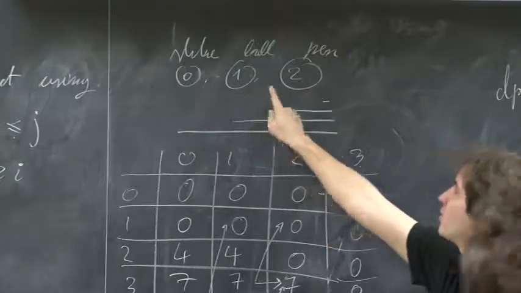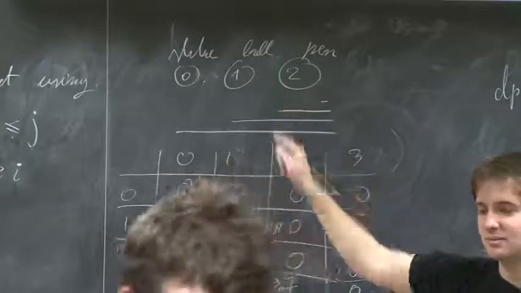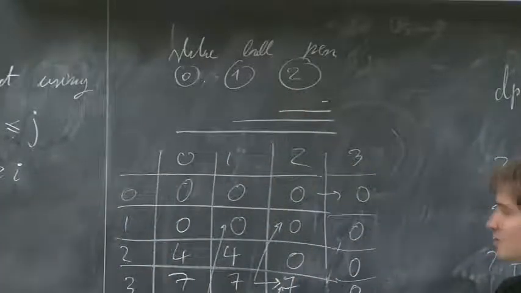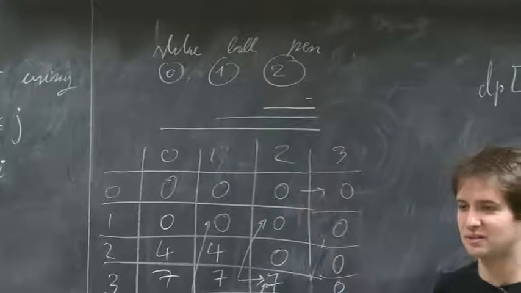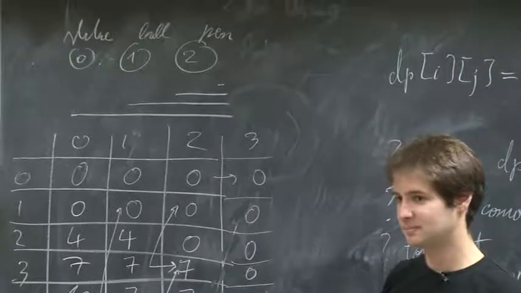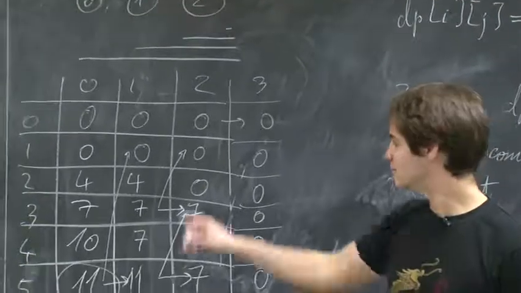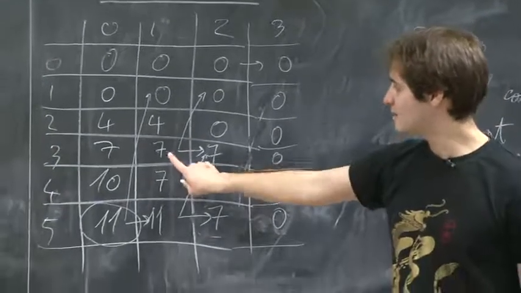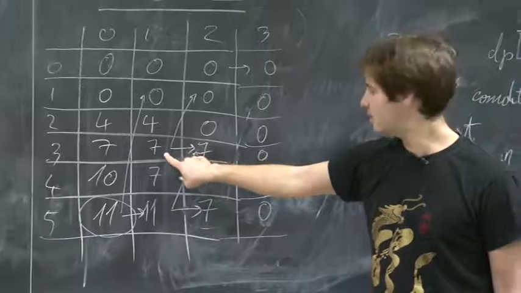Statue is 0, ball is 1, pen is 2. I'm using those items, but I'm using zero-based indexing. We're going from here to here. If you want to pick the middle cell, that's 1, 3. So this is item 1, the ball, weight 3.